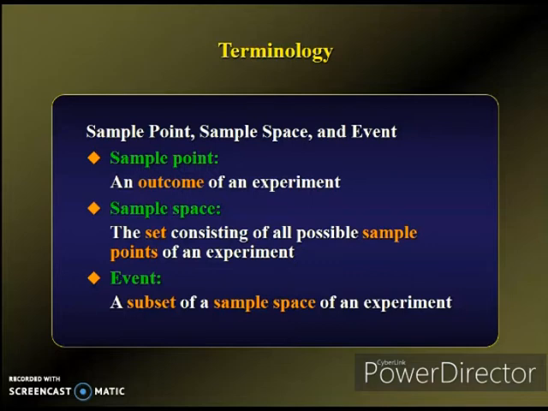Event. An event is a subset of the sample space of an experiment. For example, if you are tossing a coin and you are observing the result, the event can be getting a head. Another event can be getting a tail.